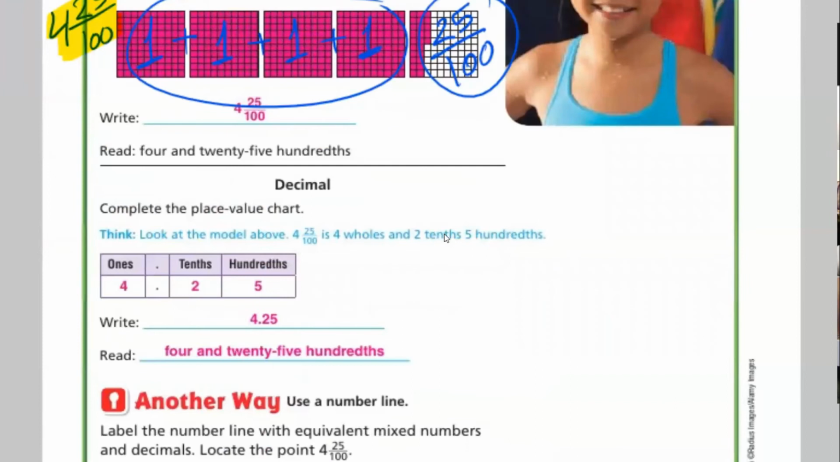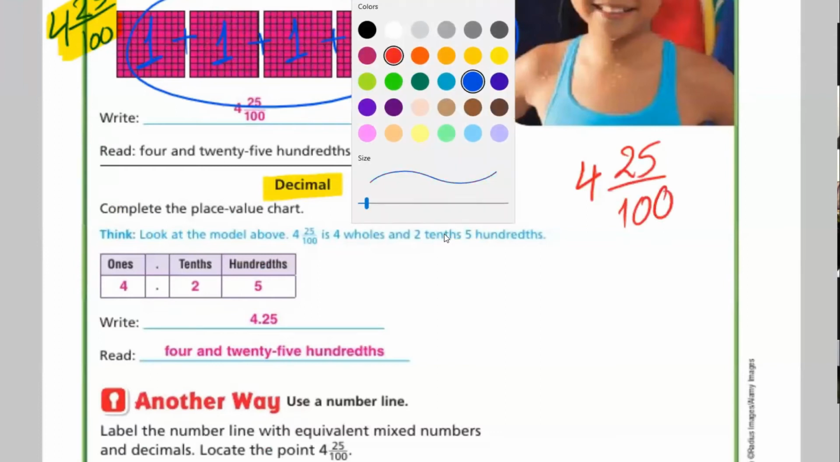So now we're going to use decimals. I will ask Sulaiman to help me write the decimal. Sulaiman, raise your voice and let's talk. So we have here the decimal. Let's rewrite our mixed number, 4 and 25 over 100. So firstly, how can we start to write decimals?